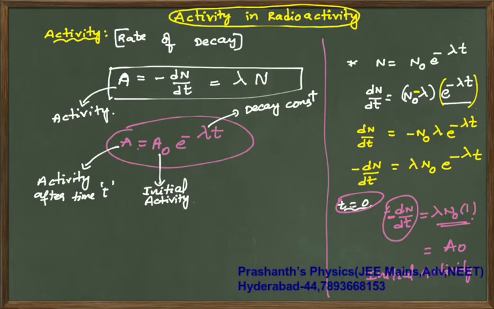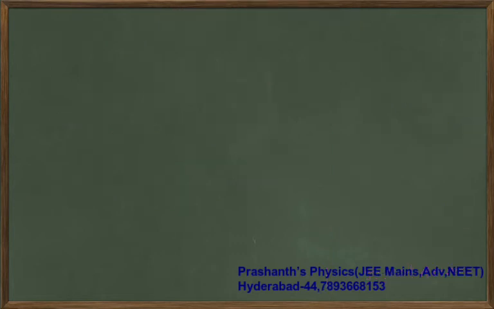Now your A naught, the initial activity value, is lambda times N naught. So copy this content. If you have any doubts, just let me know. You can pause the video clip and take a screenshot. Right, now continuing further.